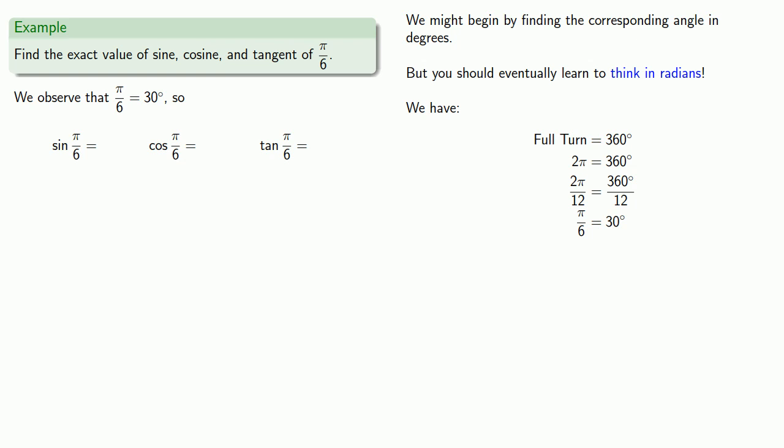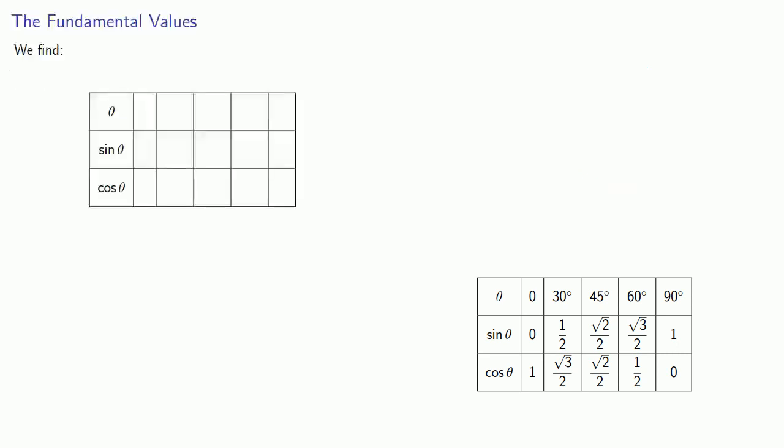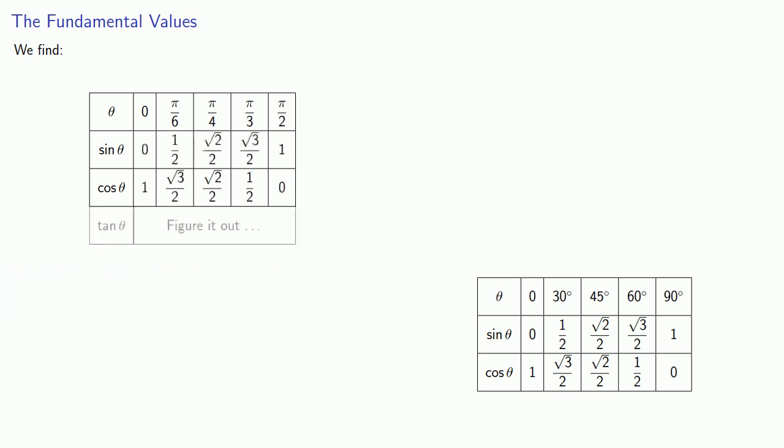Now it's traditional to remember the exact values for sine and cosine of a number of angles, but if you don't remember them, here they are. And so we could read off our values of sine and cosine, and tangent, remember, is sine over cosine. Now since we know the exact values of sine and cosine for angles of 0, 30 degrees, 45 degrees, 60 degrees, and 90 degrees, this means we can find the exact values of sine and cosine for angles of 0 radians, pi over 6 radians, pi over 4 radians, pi over 3 radians, and pi over 2 radians. And these are, and tangent you can figure out once you know the values of sine and cosine.